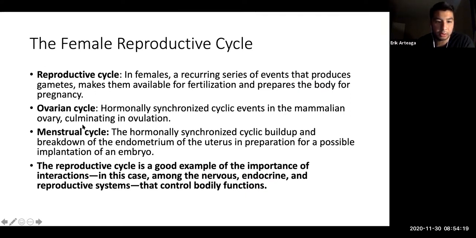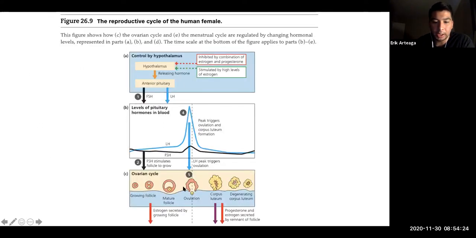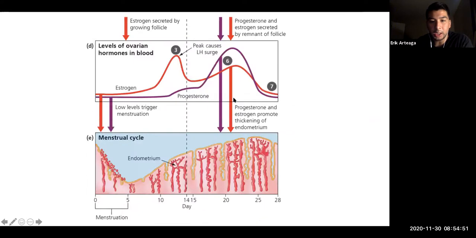So reproductive cycle, ovarian cycle, menstrual cycle. Again, this is the synchronizing of hormones. The hormones are controlled by the follicle as well as the corpus luteum. Again, you'll have the ovulation. You have your luteinizing hormone peak, which triggers ovulation. Progesterone or estrogen is secreted by the remnant of the follicle. Then you'll have the degeneration of the corpus luteum, and then the upkick in the hormone progesterone. Progestin is the artificial progesterone in birth control.